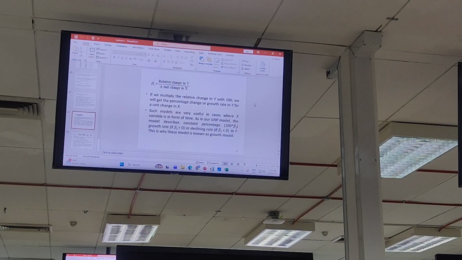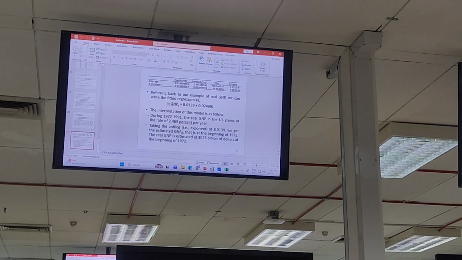Such models are very useful in cases where the x variable is in the form of time, as in our geometric model. The model describes a constant percentage, so 100 times beta 1 is the growth rate if the value is positive, or the declining rate if negative, in y. This is why this model is known as a growth model.